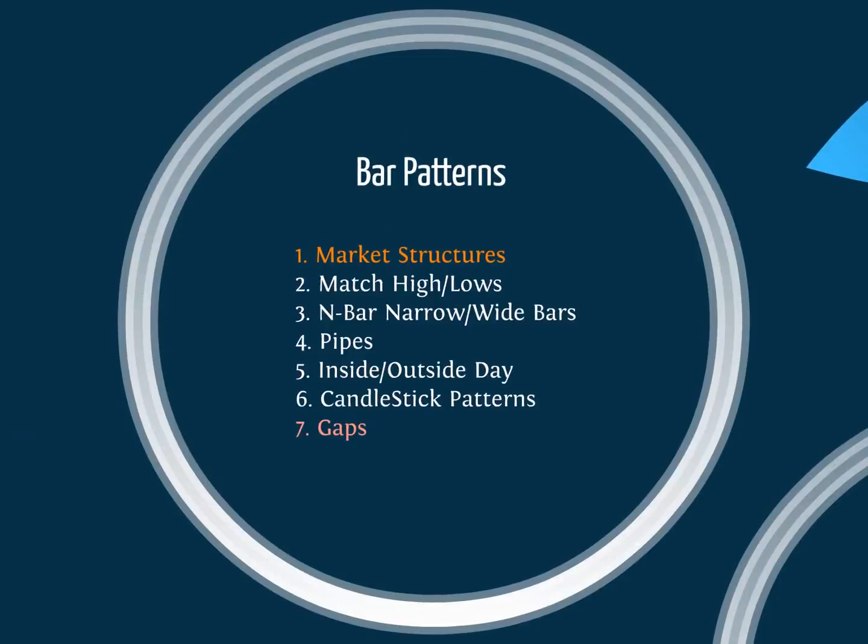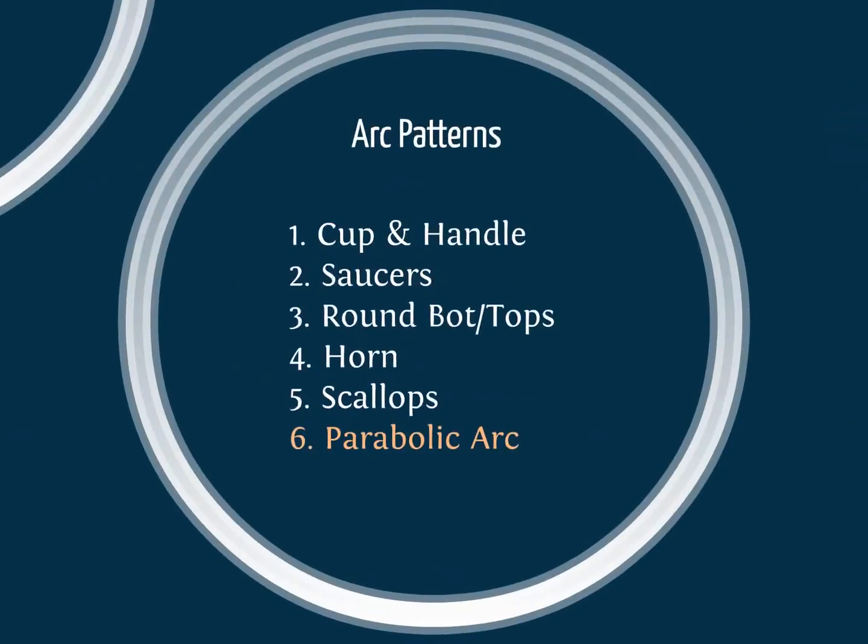The next category is the arc patterns. Arc patterns have some kind of curvature built into the pattern. For example, cup and handle has some type of curvature, like saucers or parabolic arcs. This particular category is not my favorite. I have coded probably most of them, but I would say the parabolic arc is the one I pay more attention to.